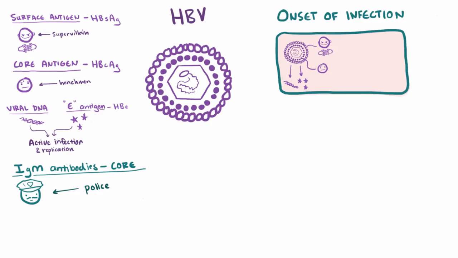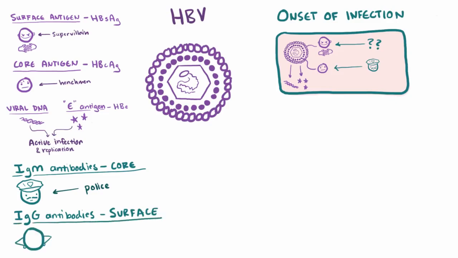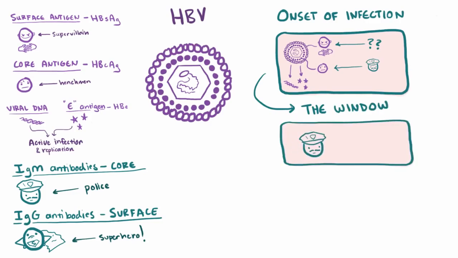These antibodies hack away at the core antigens, and they really try their hardest, but in order to actually defeat this villain, this virus, you need to go for the supervillain, right? The surface antigen. So we need a superhero to go after it. So in this story, the IgG antibody for the surface antigen is our superhero. At this point, the host enters this spooky phase called the window, where neither the supervillain nor the superhero can be detected because they're both so low. And this can last from several weeks to months.